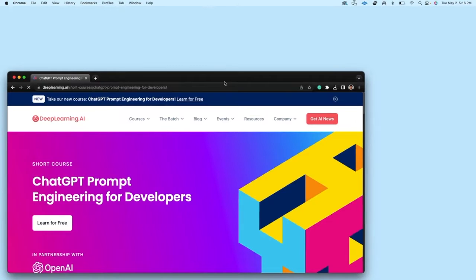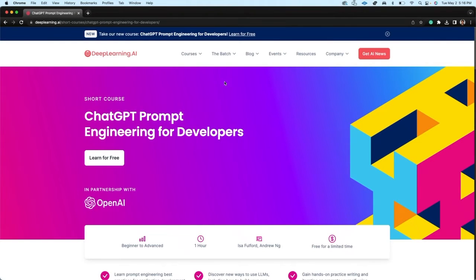This is ChatGPT Prompt Engineering for Developers. You can learn it for free. That's the good part. Basically, it just came out in partnership with OpenAI. DeepLearning.AI is the platform where it's at, for free, just for a limited time. Isa Fulford is the OpenAI part, and Andrew Ng is the DeepLearning.AI part.